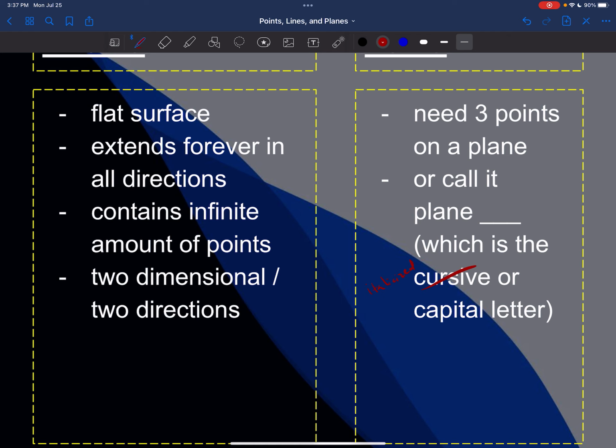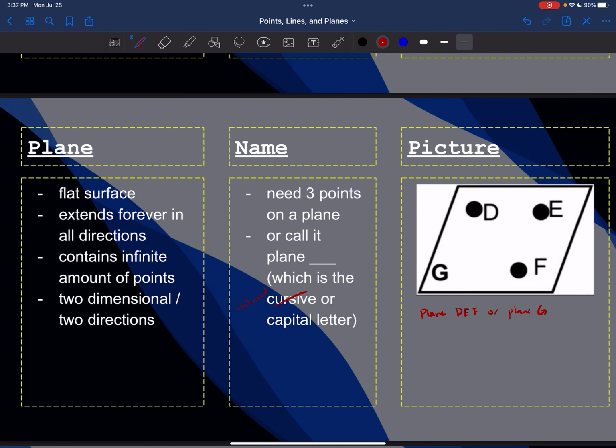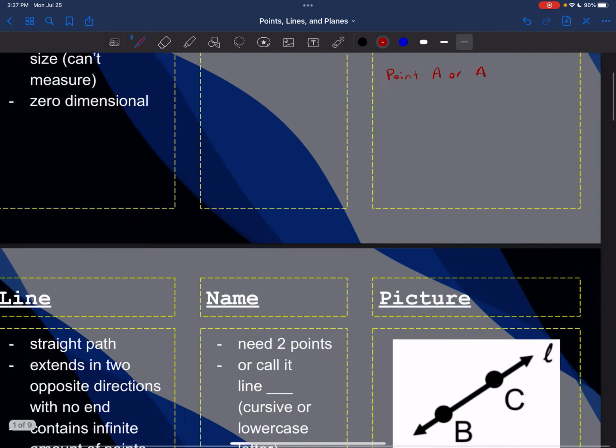Like Pokemon. When you're playing Pokemon, I don't know, Emerald, you have a control path. You can go up and down, left or right. You have 2 paths. You have 2 dimensions. You have 2 directions, and that's what I mean by that. So, yep, that's points, lines, and planes, and those are the ways that you can name these things here.